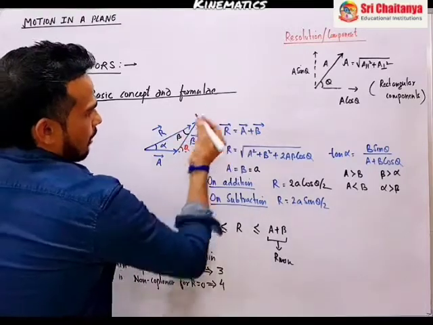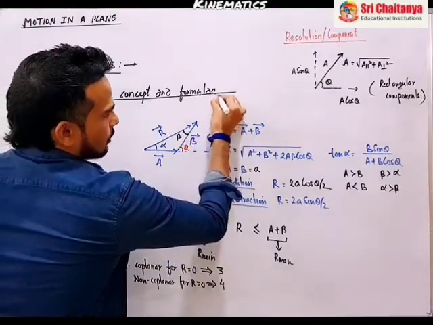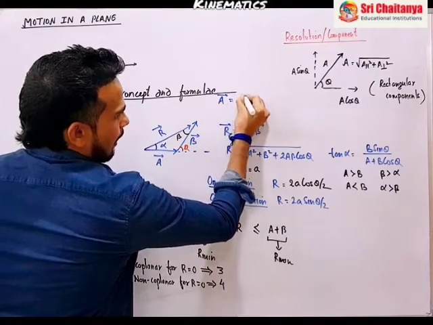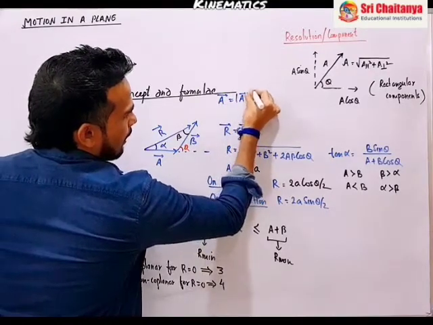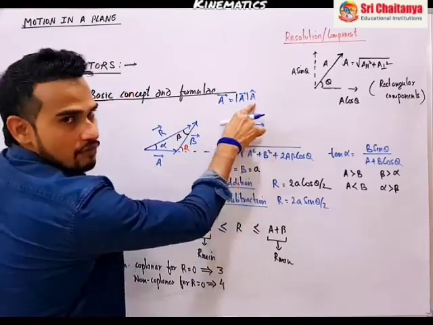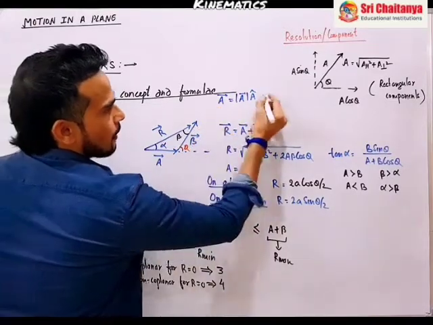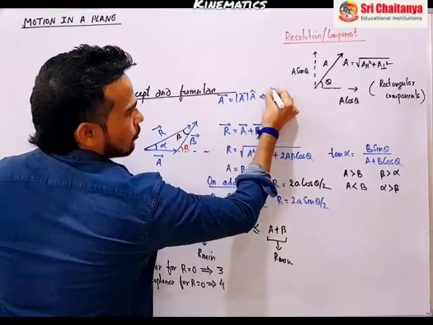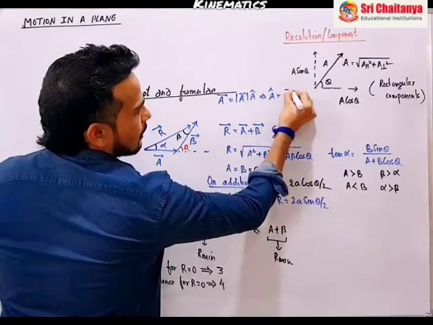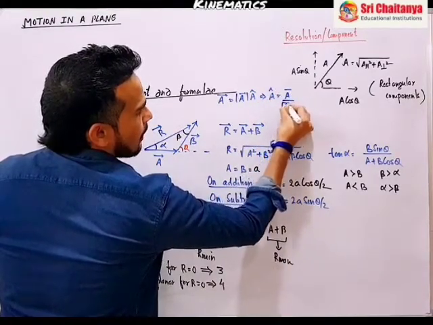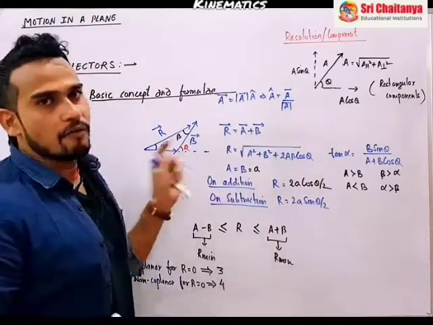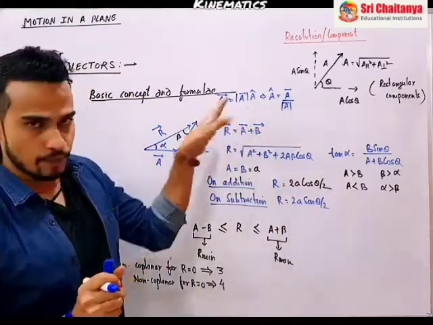One thing I can also say: you can write every vector A as A magnitude into A direction. This is known as the unit vector. This is known as the magnitude of the vector. This is the vector. So you can find the unit vector also. Unit vector will be given by the vector divided by its magnitude. And what is the magnitude of a unit vector? 1. That is again an important question.